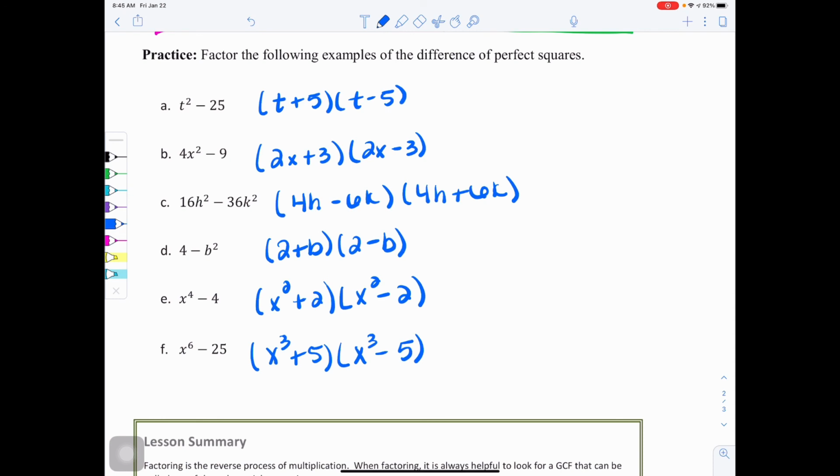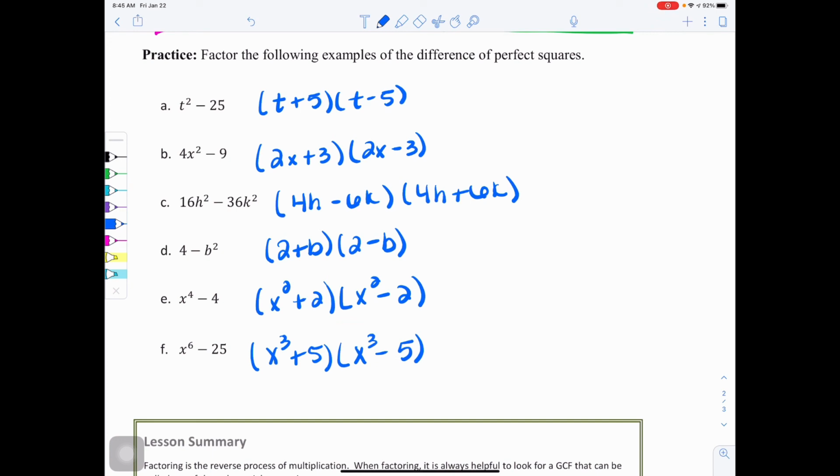Okay, so you've had a chance to try the practice. Let's go over the answers. t squared is a perfect square. 25 is a perfect square. So the square root of t squared is t, and the square root of 25 is 5. Make sure to make one plus and one minus. In letter B, 4x squared and 9 are perfect squares. The square root of 4x squared would be 2x, and the square root of 9 would be 3. One is plus, one is minus.